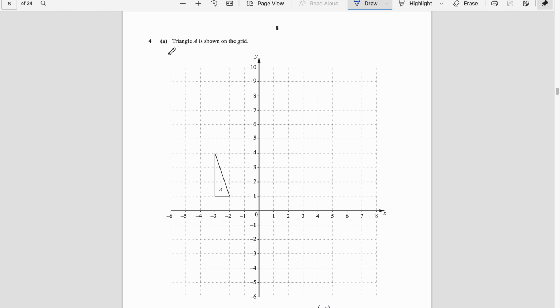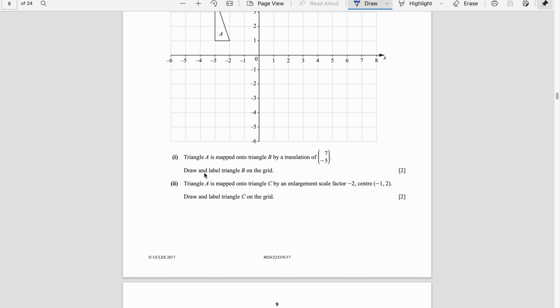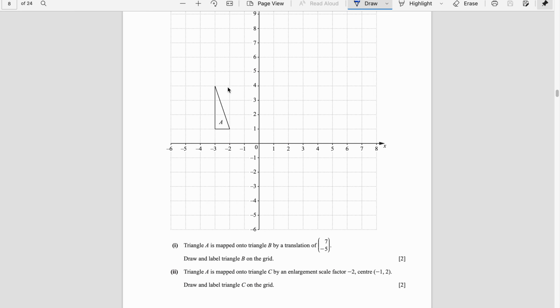Question number 4. A triangle A is shown on the grid. The triangle A is mapped onto triangle B by a translation of 7, minus 5. Draw and label triangle B on the grid. So x 7, y minus 5. 1, 2, 3, 4, 5, 6, 7. And minus 5: 1, 2, 3, 4, 5. So when you get the first point, you know it lies 3 units down and 1 unit to the right. So this is triangle B.